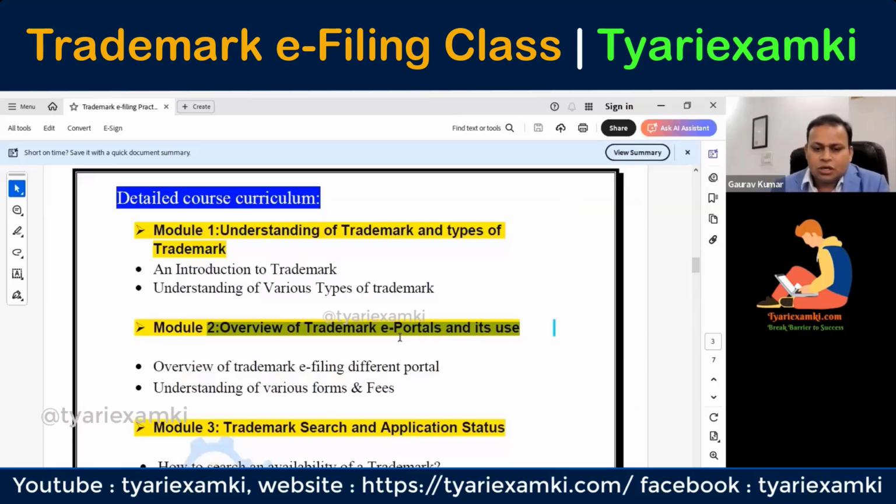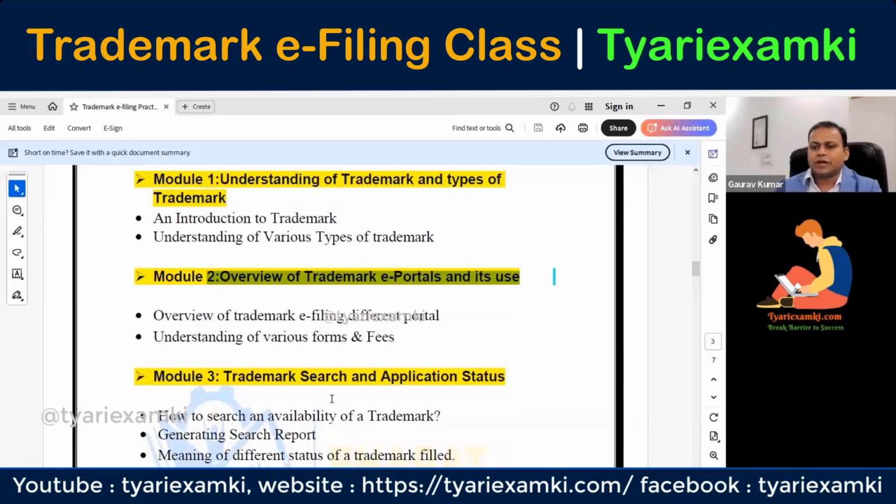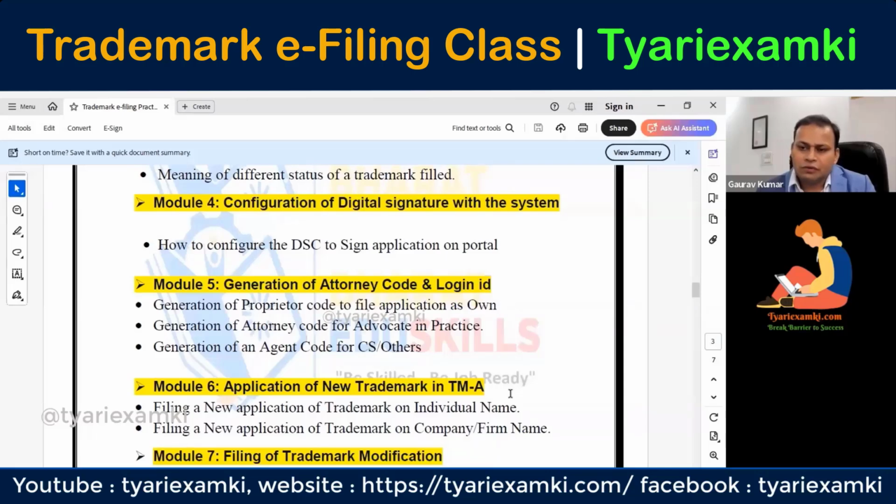Next, we will learn how to search the availability of the trademark, whether it is available for registration or not, and then what is the status of that trademark and the meaning of the various statuses, like whether it is in formality check pass, objection, or opposition. So all the things that you will know after the application will be tracked on the application tracking website.